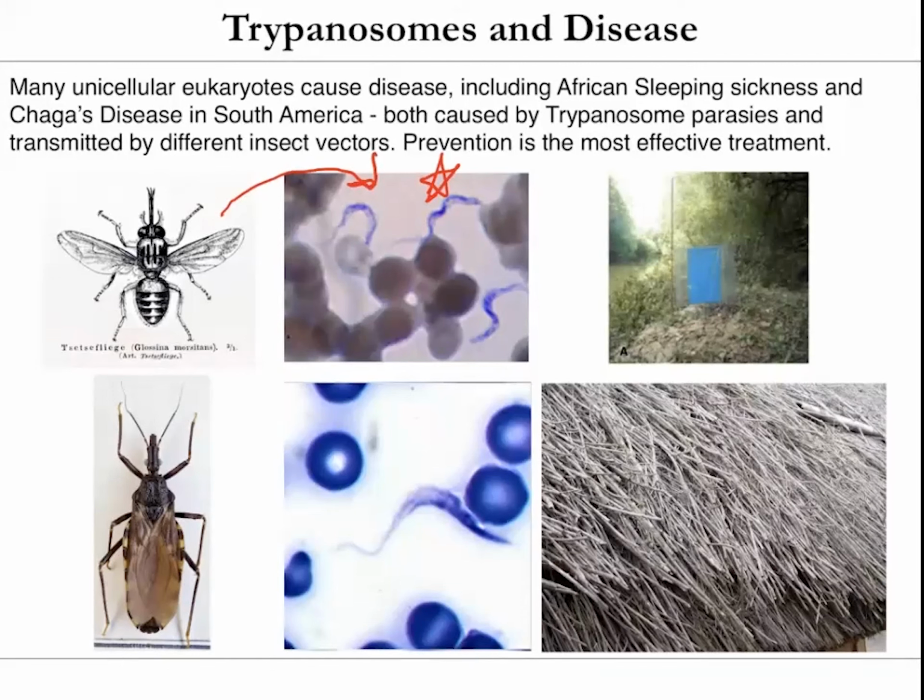Another one is this trypanosome here, which is carried by this bug. It's actually a true bug. It's sometimes called the kissing bug. It causes something called Chagas disease in South America. These are really diseases that you do not want to get. The treatments for them are not great. There's no vaccines for them.